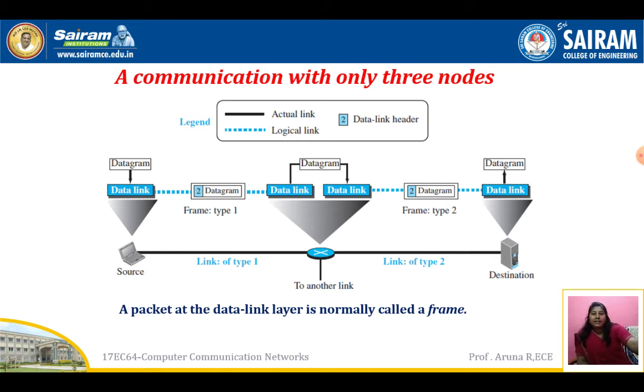A packet at the data link layer is normally called a frame. The information in the physical layer is in the form of bits. The information in the data link layer is in the form of frames, which you have to keep in mind. So in the physical layer the data is in the form of bits, and in the data link layer the data is in the form of frames.